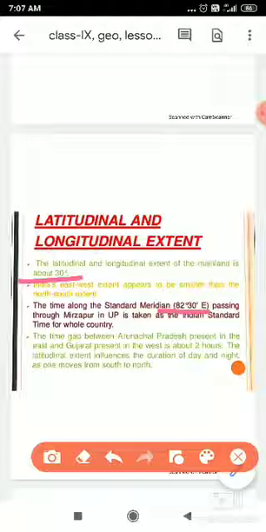The standard meridian of India, that we initially called IST, is 82 degree 30 minute east, which goes through Uttar Pradesh, and the first place where it enters is Mirzapur, where we record the time first, and we also call it Naini. If you forget Mirzapur, then you can write Naini. The time gap between Arunachal Pradesh in the east and Gujarat in the west is about 2 hours. The latitudinal extent influences the duration of day and night as one moves from south to north.